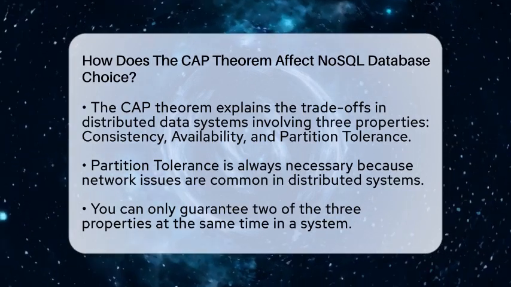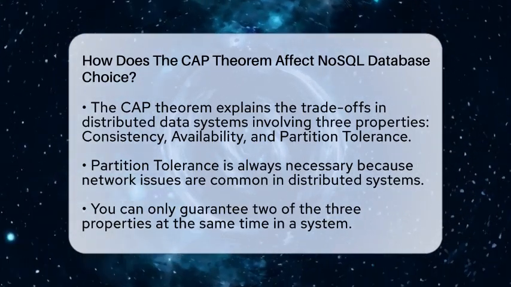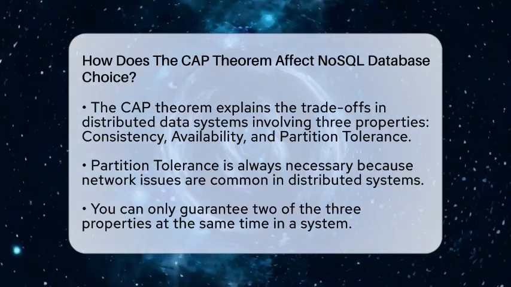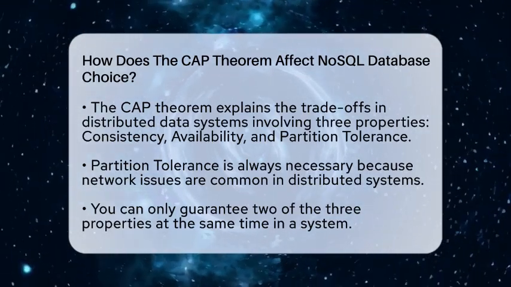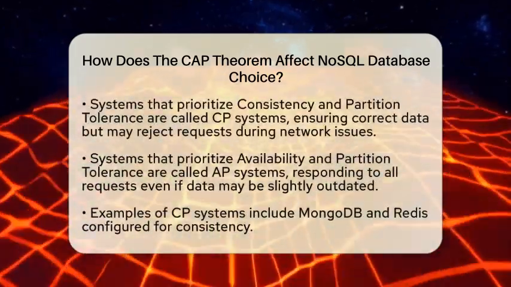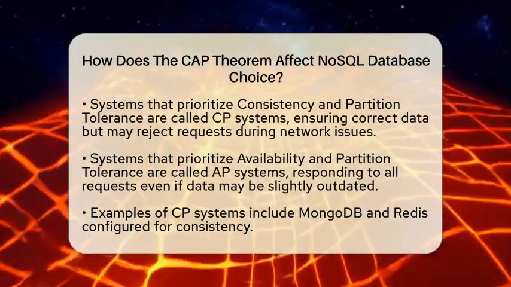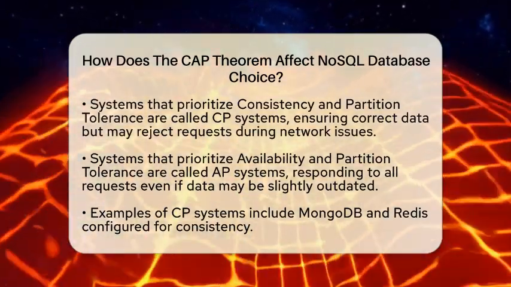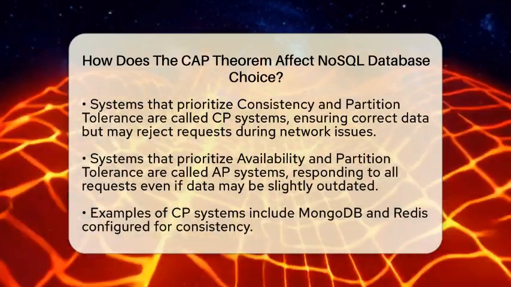The CAP theorem says that in a distributed data system, you can only guarantee two of three things at the same time: consistency, availability, and partition tolerance. Consistency means every time you read data, you see the most recent update. Availability means your system responds to every request, even if the data might be a little outdated. Partition tolerance means the system keeps working even if the network splits or some servers can't talk to each other. Since network issues are common, partition tolerance is always a must-have. That leaves you with a choice between consistency and availability.